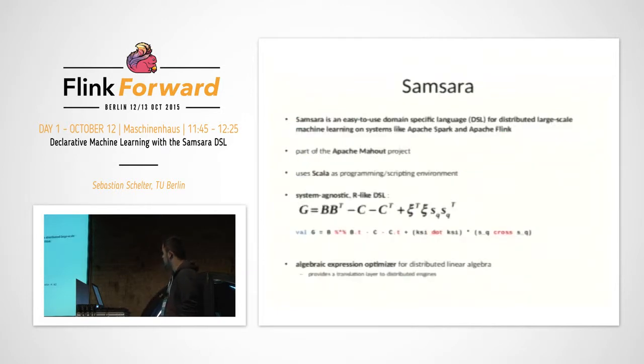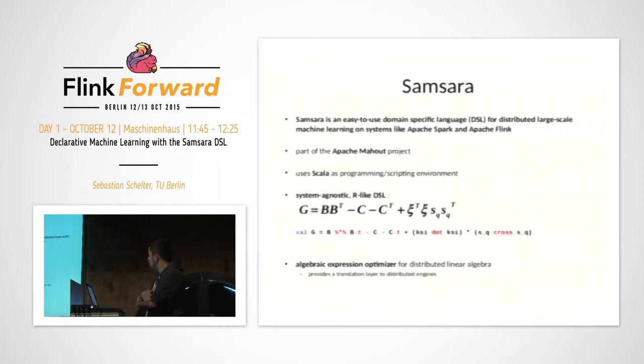Now, this talk is about Samsara. In summary, Samsara is an easy-to-use, domain-specific language for distributed large-scale machine learning on systems like Apache Spark and Apache Flink. And it's part of the Apache Mahout project. That sounds very complicated, but actually Samsara is very easy to use, and it tries to solve a big problem.